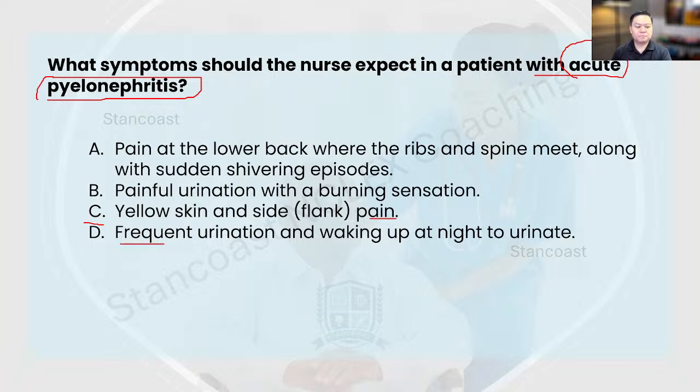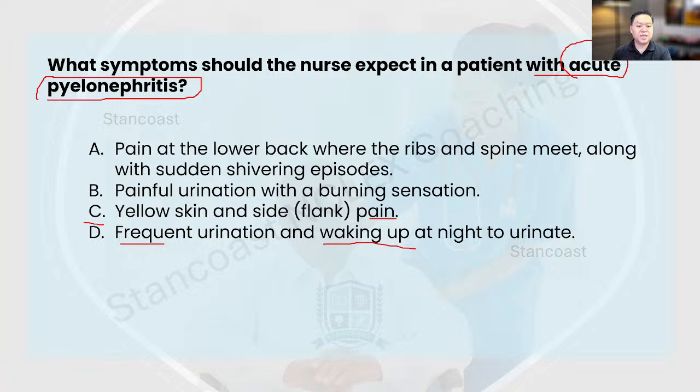Now, what about letter D? Frequent urination and waking up at night to urinate. Well, with this kind of manifestation, these symptoms can suggest that there is probably an overactive bladder, or let's say lower urinary tract infection. And again, this is probably going to be shared with the overactive bladder, but it's not really that specific to the acute pyelonephritis. And again, this is something that you are going to put in the parking lot. This is not really the best answer that we are looking for this time. So we are left with, what answer is that again?